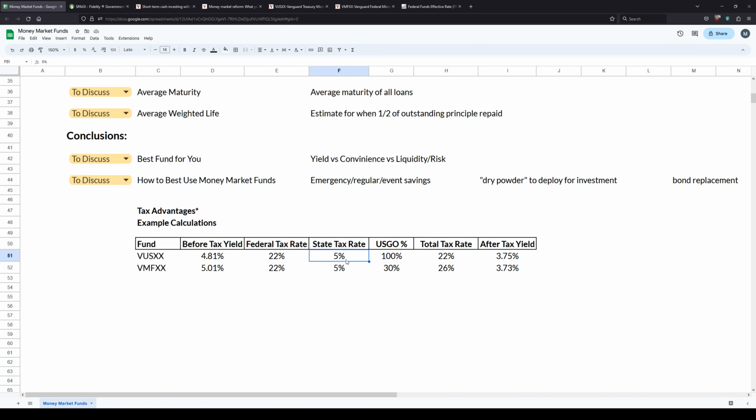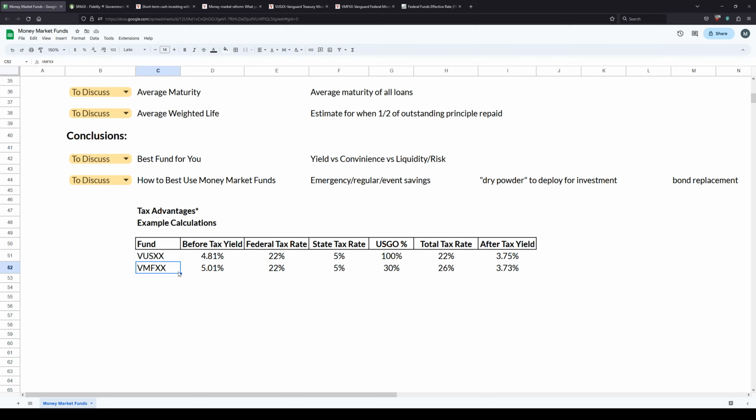So for instance, if you have a state tax rate, and this is your marginal tax rate of 5%, Vanguard's Treasury Money Market Fund has a USGO percent of 100%. So they are fully invested in US Treasuries. Your total tax rate in that case will be 22%, just the federal tax rate, because 100% of the income from this yield is exempt from the state tax rate. So if you do the calculation, your after-tax yield is actually going to be roughly 3.75% after you account for the 22% federal tax rate.